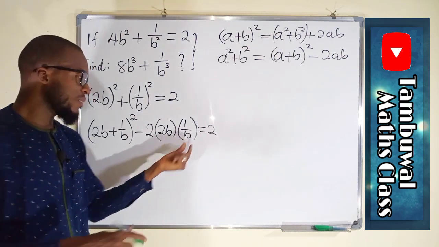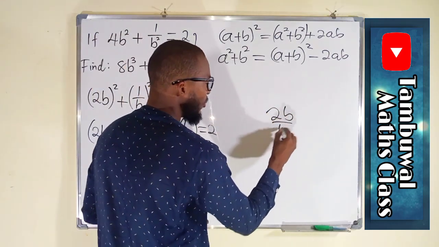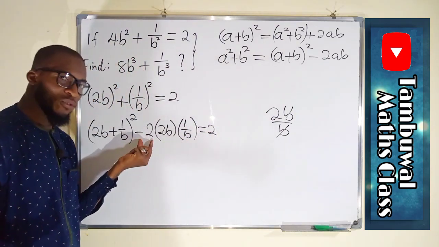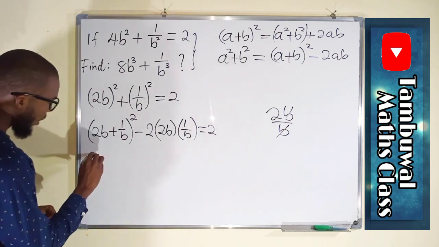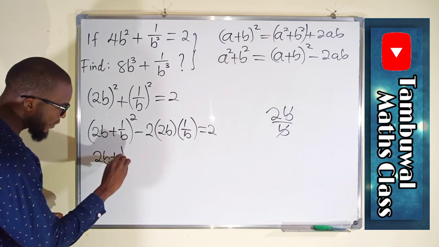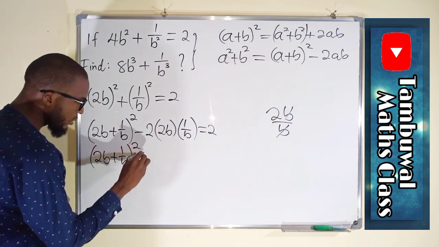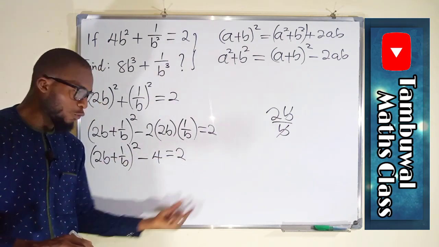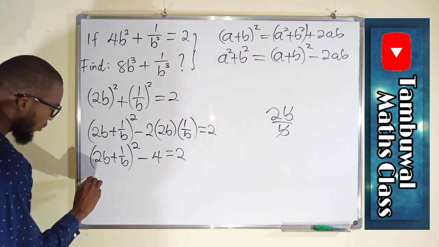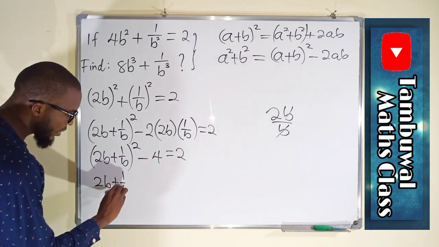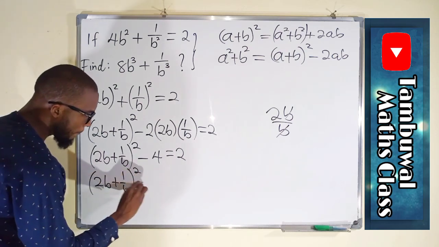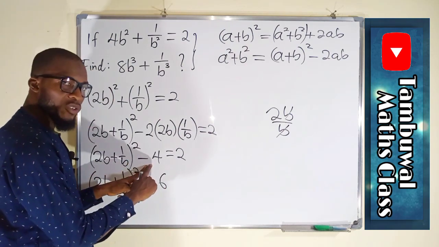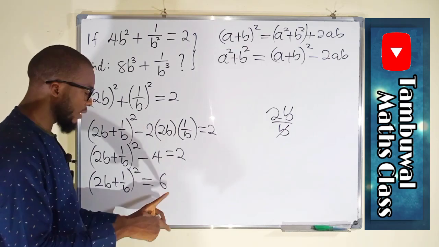2b multiplied by 1 over b is the same thing as saying 2b over b. You know, this b will cancel this b automatically, leaving only 2. And that 2 multiplied by negative 2 will give us negative 4. So we have 2b plus 1 over b all to the second power minus 4. This is equal to 2. Now let us take this negative 4 to the right. It becomes positive 4. We have 2b plus 1 over b all to the second power equal to 6, because 2 plus 4 is 6.